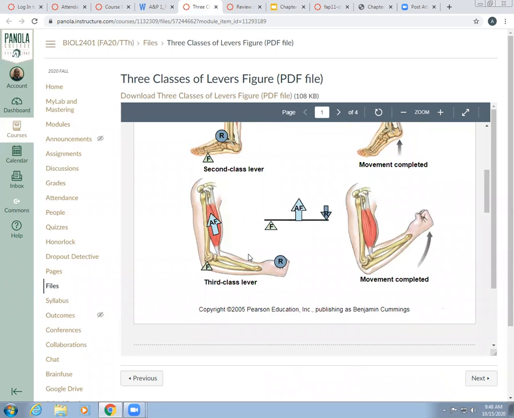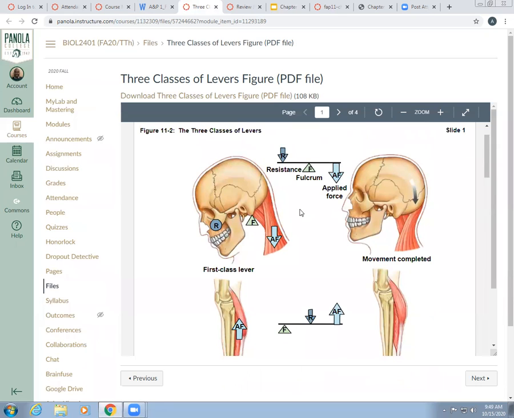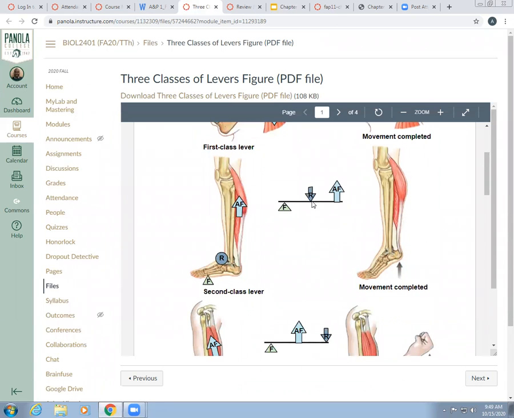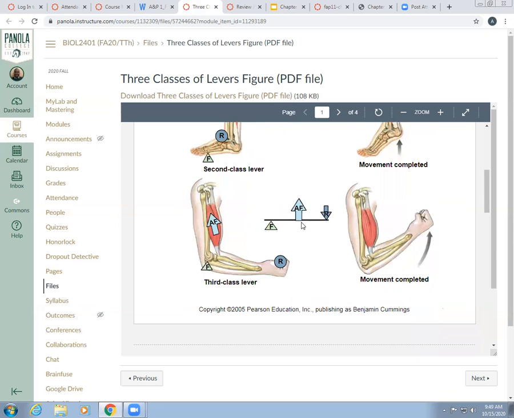Now for a third class lever, the applied force is in the middle. So here's your fulcrum, your fixed point that moves. Okay, your resistance is what's in your hand or your hand itself. Okay, applied force is in the middle. Okay, trying to make your biceps muscle contract. All right, so if the fulcrum's in the middle, it's a first class lever. If the resistance is in the middle, it's second class lever. Applied force is in the middle, it's third class lever.